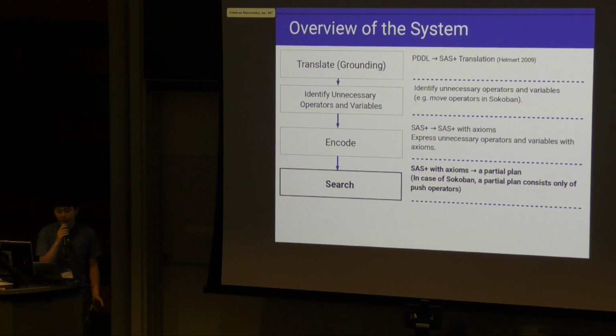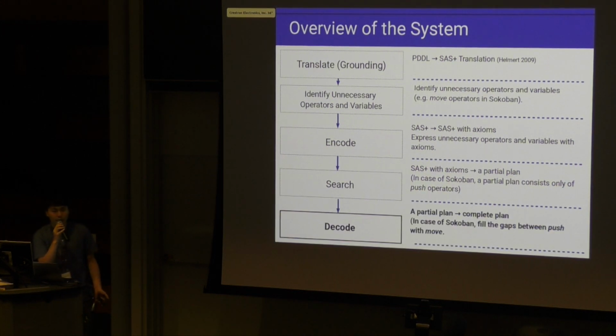A solution to the encoded problem with axioms is a partial plan for the original problem, since we might be missing some operators expressed as axioms. In the case of Sokoban, a partial plan consists only of push operators. To obtain a complete plan for the original problem, we need to restore a complete plan from the partial plan. In the case of Sokoban, we fill the gaps between push operators with the corresponding move operators.